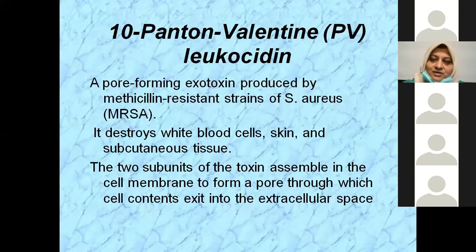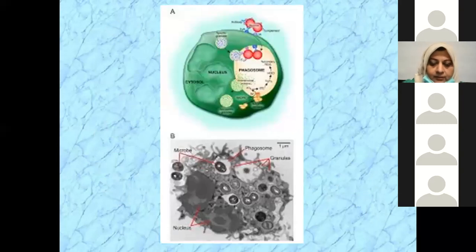Then there is Panton-Valentine leukocidin toxin. It is a pore-forming toxin. It is produced by a very resistant strain of Staphylococcus aureus, which is a gram-positive cocci, and it destroys the white blood cells, skin, and subcutaneous tissue, and causes huge, severe inflammation.